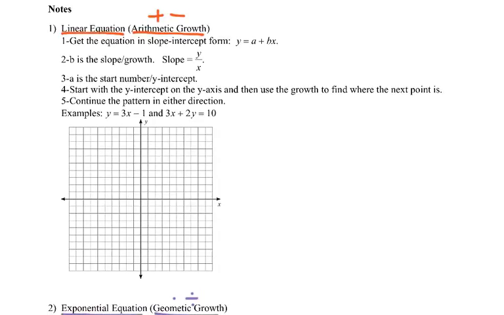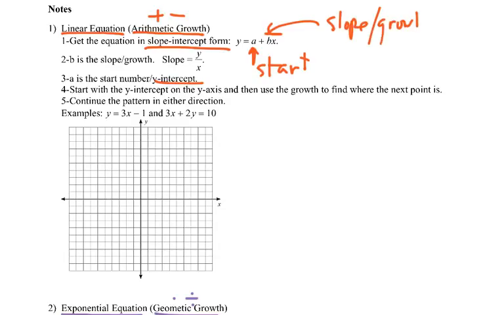Okay? So the first thing to note about linear, typically we want to get the equation in slope-intercept form. That gives us our start number, which is A. We also call that our y-intercept, the place where it crosses the y-axis. And our slope, or growth as we usually call it, but in linear equations we like to call it slope, which is the number with x. Now it could be written y equals bx plus a.